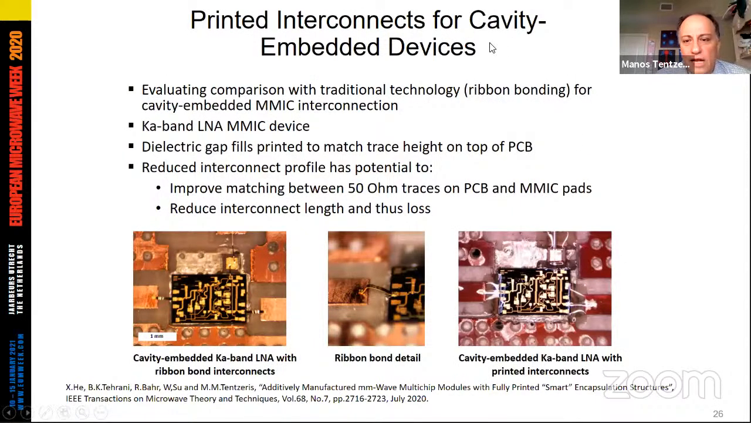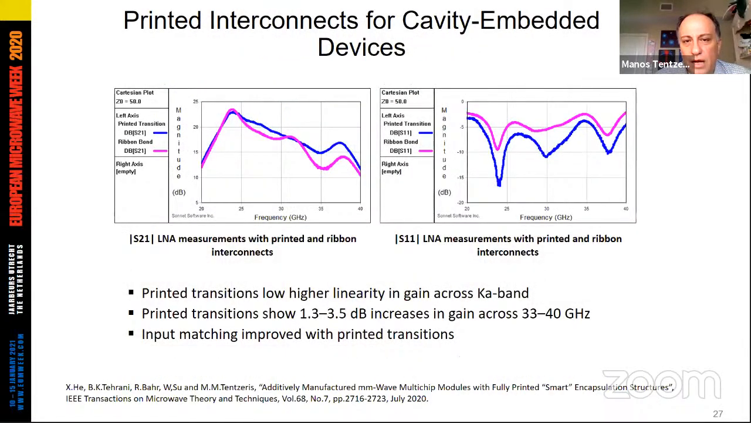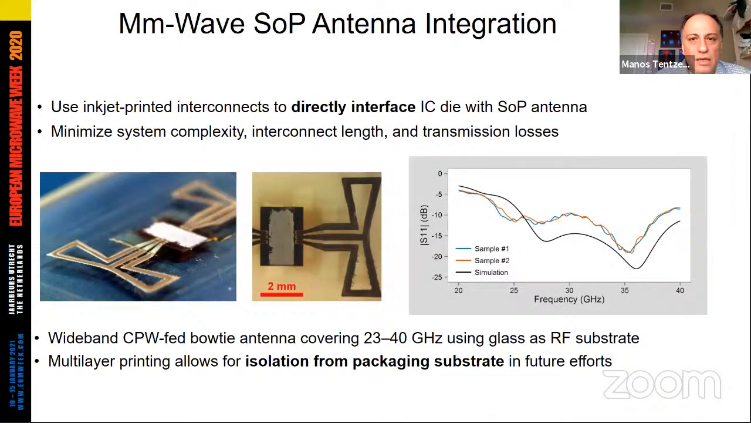Also, we can do the same thing for cavity embedded devices, really complicated ones. That's a cavity embedded Ka band LNA, typically connected with ribbon bonds, which are very difficult to replicate. You have to be very careful not to lose attachment. Here, you just print the dielectric scaffolding, print the metal ramp, and you have reduced interconnect, better performance, even better than the ribbon bond, as you can see here.